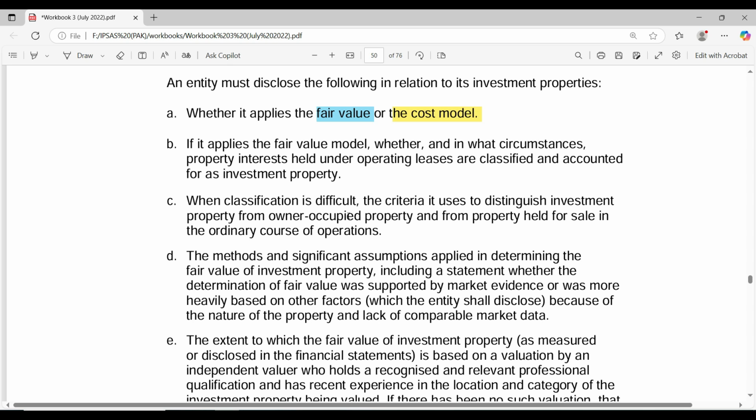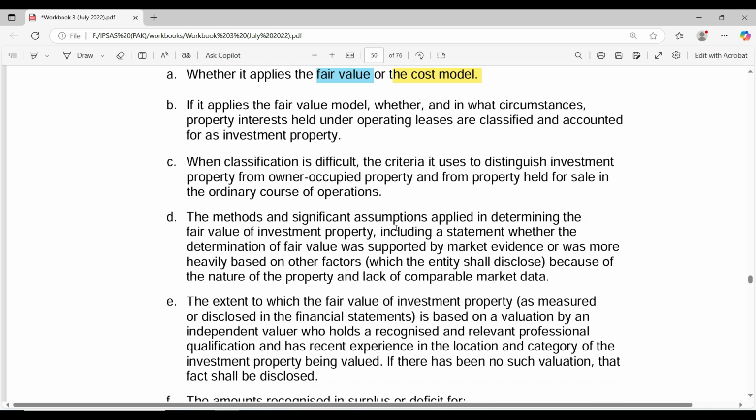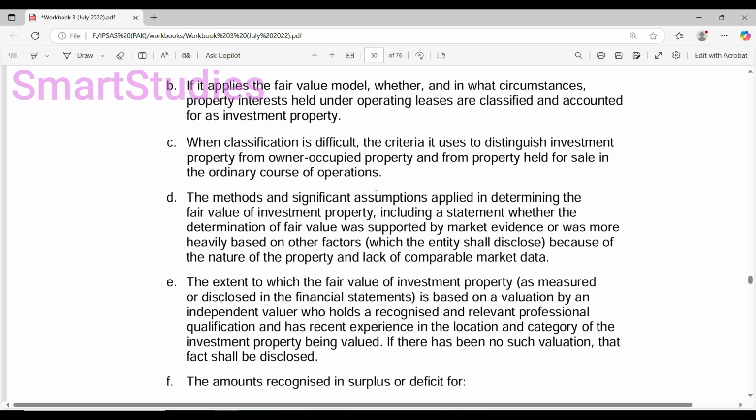Basically, in these disclosures, you need to discuss the basis on which you distinguish the investment properties and owner-occupied properties, the criteria, the methods and significant assumptions applied in determining the fair value of investment properties, including a statement on whether the determination of fair value is supported by market evidence. So you have to discuss the assumptions in the market on which you decide fair value.